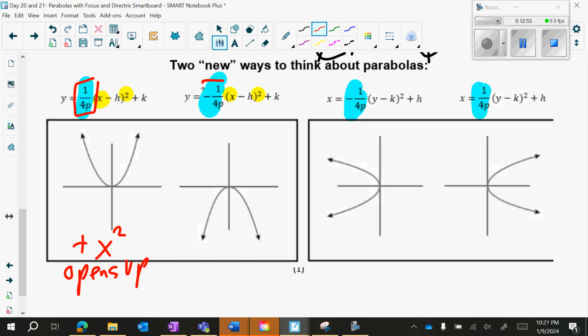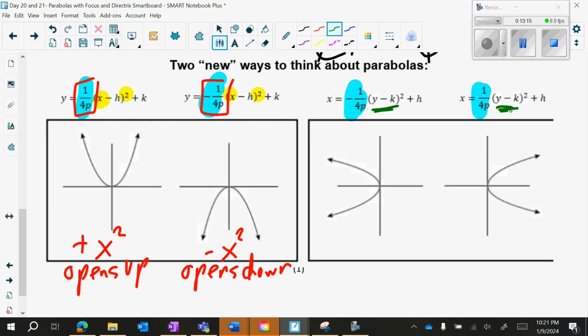If the coefficient, in this case -1 over 4p, is negative, so it's a negative x squared, the graph opens down. Okay? Don't worry about the 4p yet. All right. Now let's talk about right and left. Let's say y is squared. Look, now y is squared.